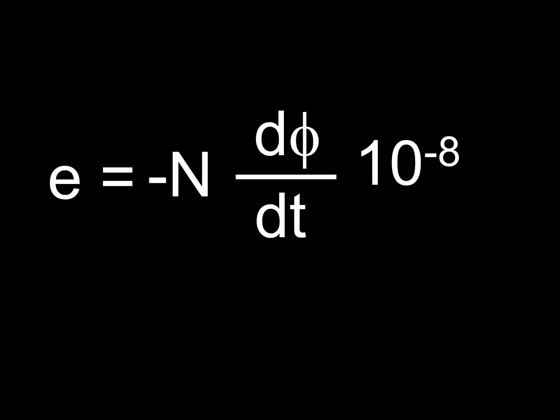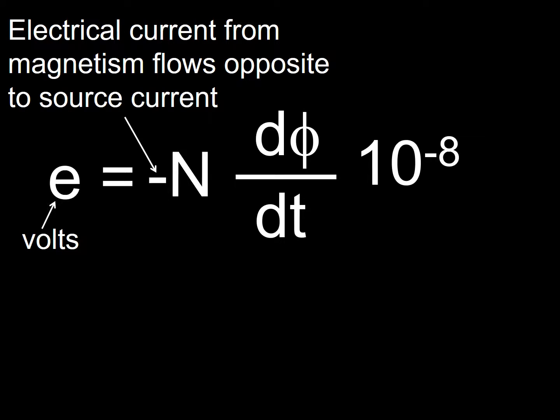This formula expresses the voltage created by the magnetic force upon an inductor. The E stands for volt or electromotive force. The minus sign is there to account for the fact that the current produced by the cutting of the wire by the magnetic lines goes in the opposite direction to the electrical current produced by the power source. N stands for the number of turns in the coil.